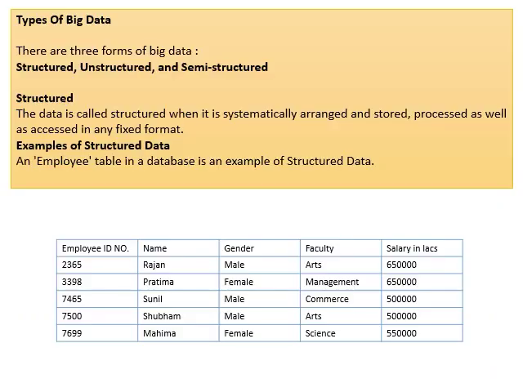Now, what are the types of big data? There are three forms of big data: structured, unstructured, and semi-structured. The first form of big data is structured. Data is called structured when it is systematically arranged, stored, processed, as well as accessed in a fixed format. An employee table in a database is an example of structured data. As you can see, all this is arranged in a tabular format and can be easily interpreted.